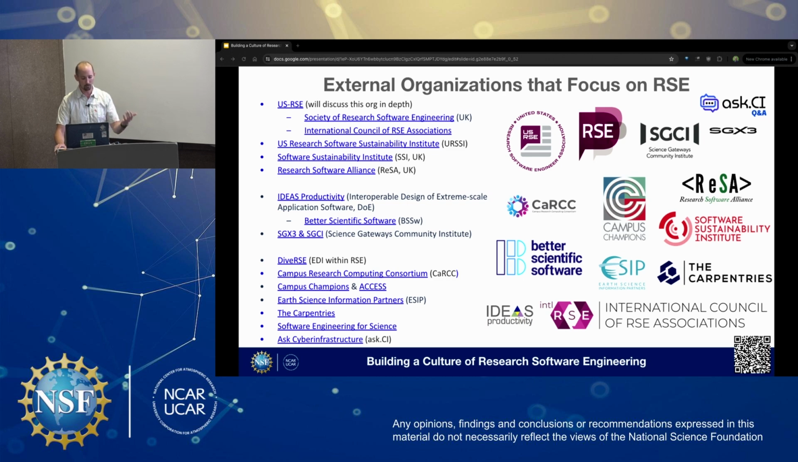Then there's also the Software Engineering for Science organization. I think that's out of the University of Texas. They have a group that does research into best practices around the meta science of software engineering. So if you're interested in that aspect of the approach, that can be of interest.